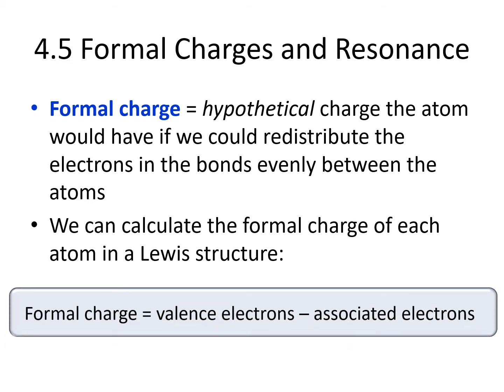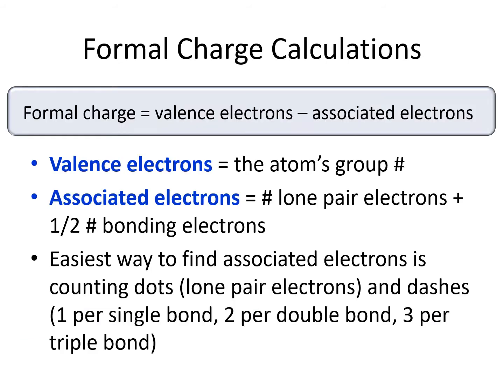To calculate formal charge, we will take the number of valence electrons and subtract the number of associated electrons for each atom in a molecule. You already know how to find the valence electrons. That will just be the group number of the atom. The associated electrons are all the ones that will belong to a particular atom for formal charge.